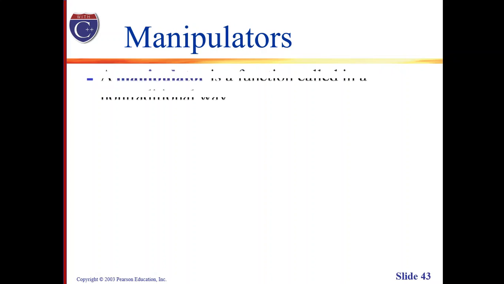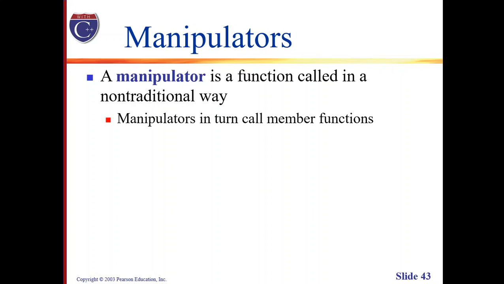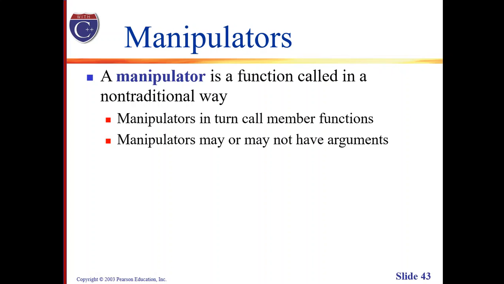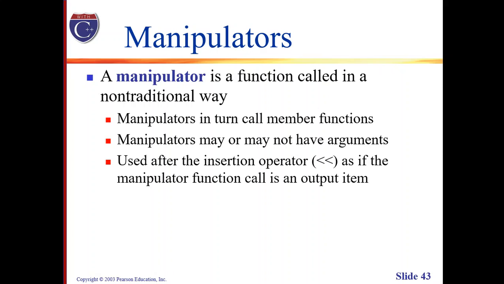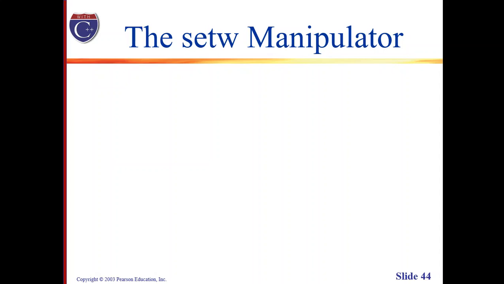We also have what we call manipulators. A manipulator is a function called in a non-traditional way. For example, manipulators in turn call member functions. But how does that happen? In a couple of examples, we will see how. Also, manipulators may or may not have arguments. They can be used after the insertion operator as if the manipulator function call is an output item.